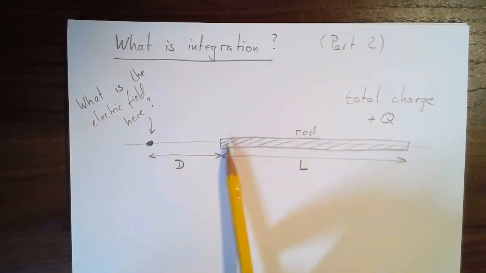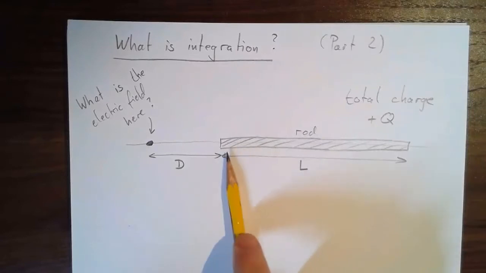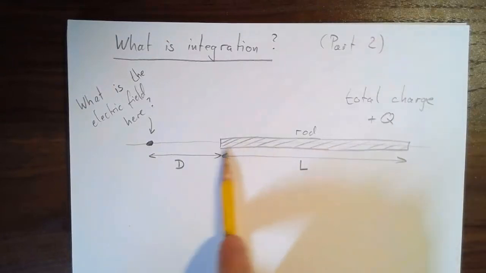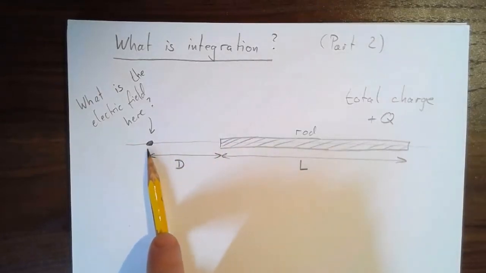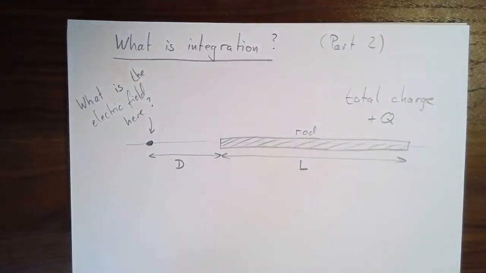So you can imagine maybe it's a rod of metal, a conductor, so the charge is going to spread out evenly across it. And I'm asking, what is the electric field due to this charged rod, and what's the electric field here at this point, a certain distance d from the end of the rod?